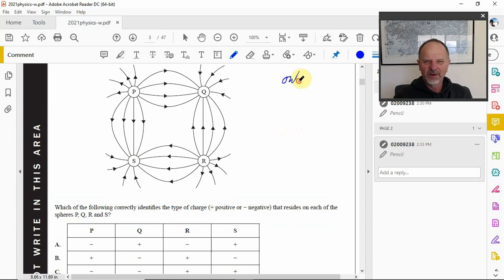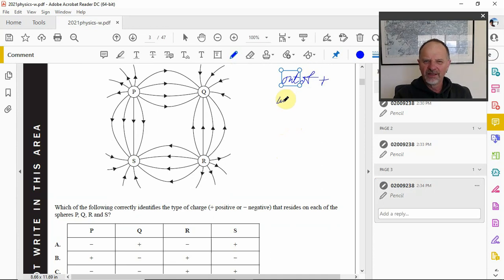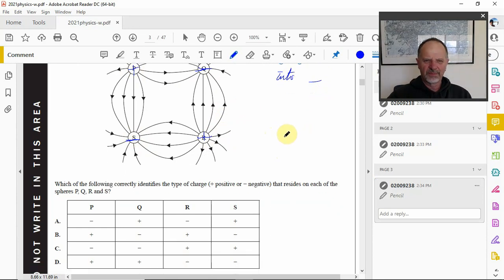So field lines go out of positive and into negative. Here they're going out of P, so that's positive, coming into Q, so that's negative. They're going out of R, so that's positive, and they're going into S, so that's negative. So P is positive, so that's down to B or D. Q is negative, and so when you look at that, that cuts out D. So the only one that's now left is B. So B is our answer.